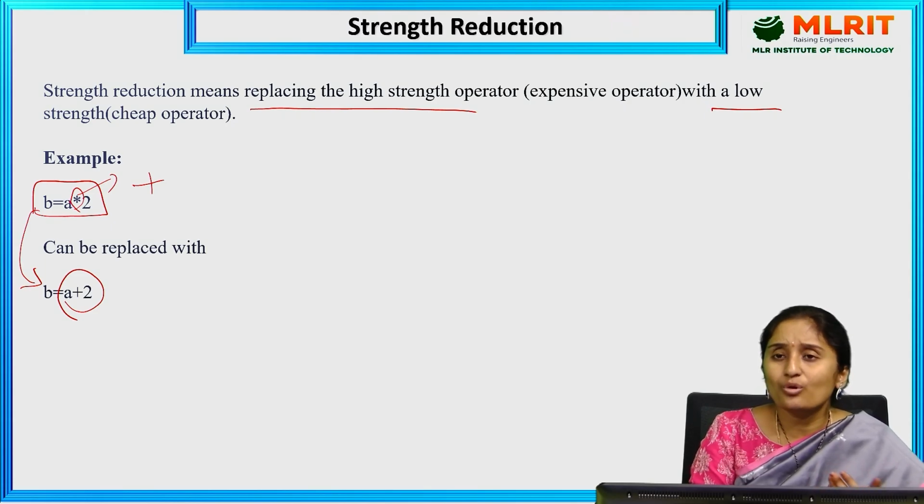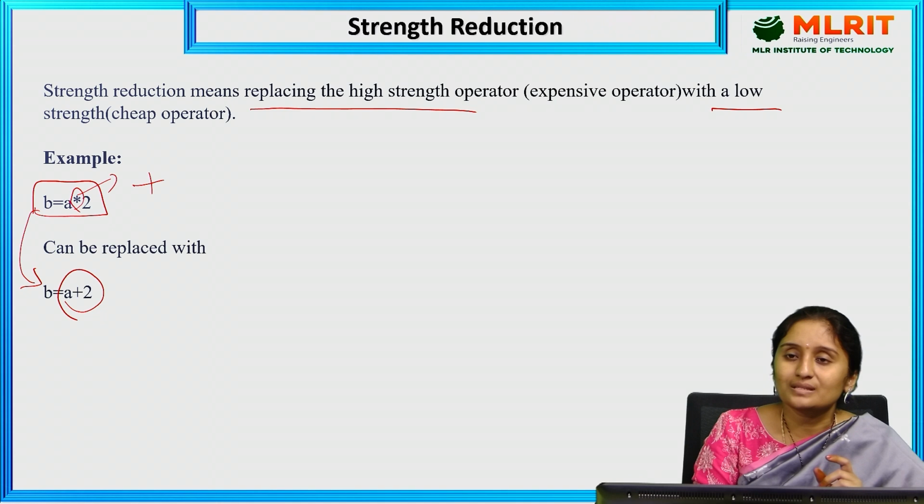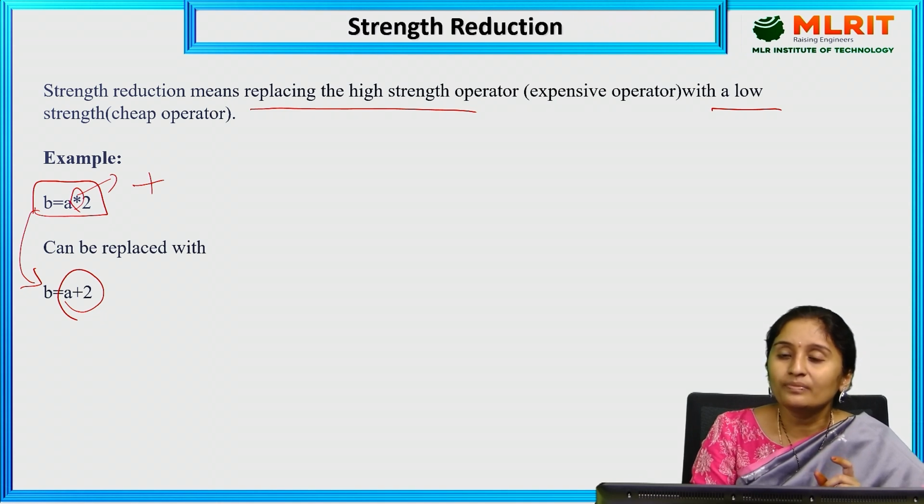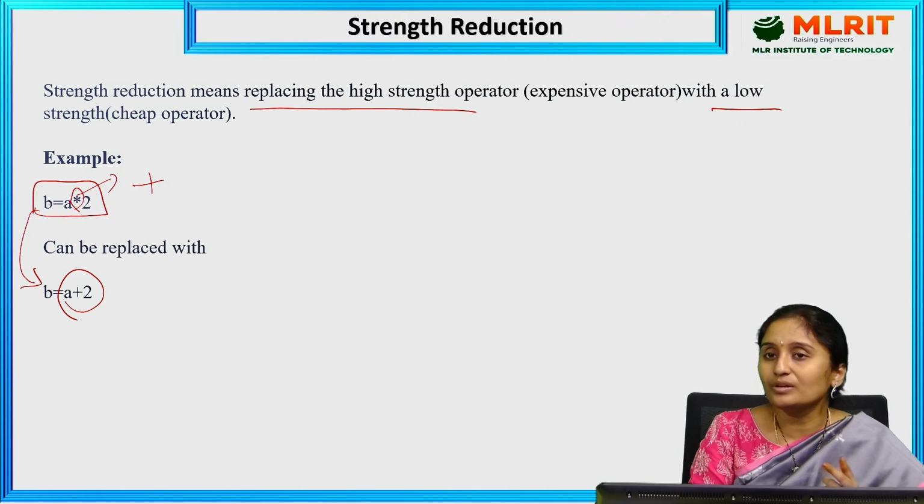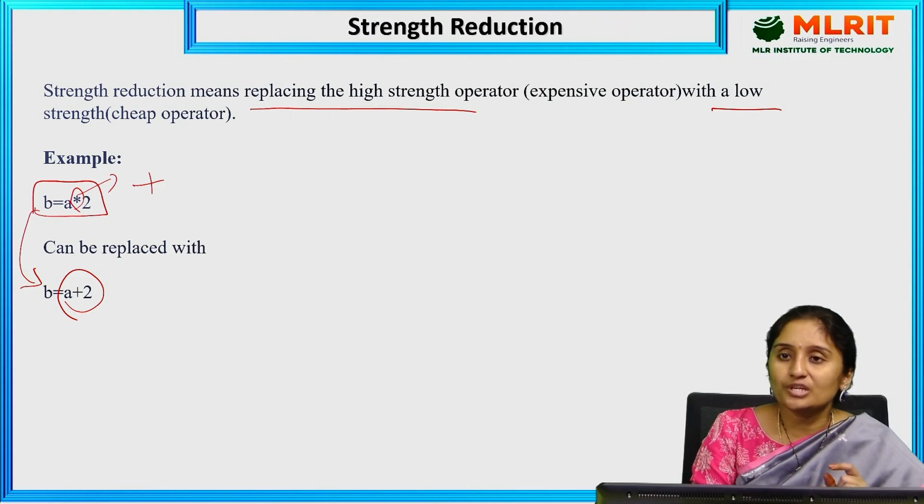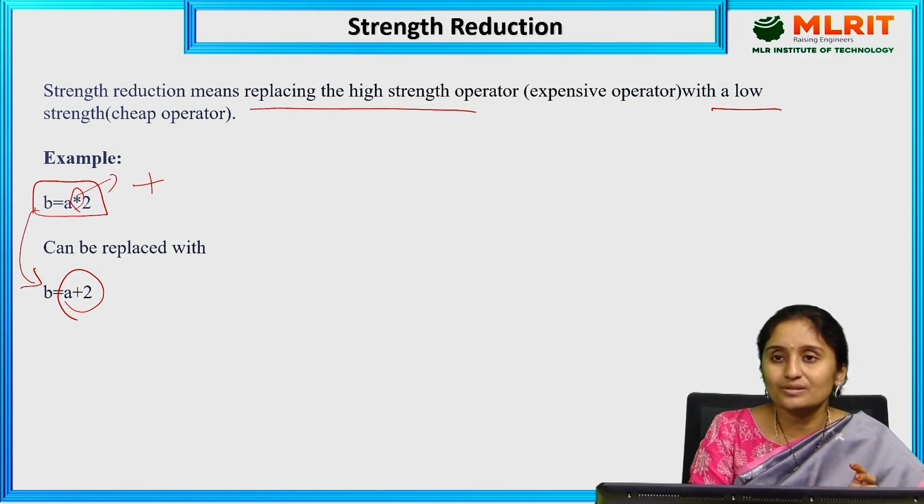The next one is code motion or code movement. Some expressions which are written in a program do not affect and are not going to change the output of the program. Those statements we are going to remove from the loop, and we are going to just move those statements outside the loop. So these are the techniques we have discussed over here.